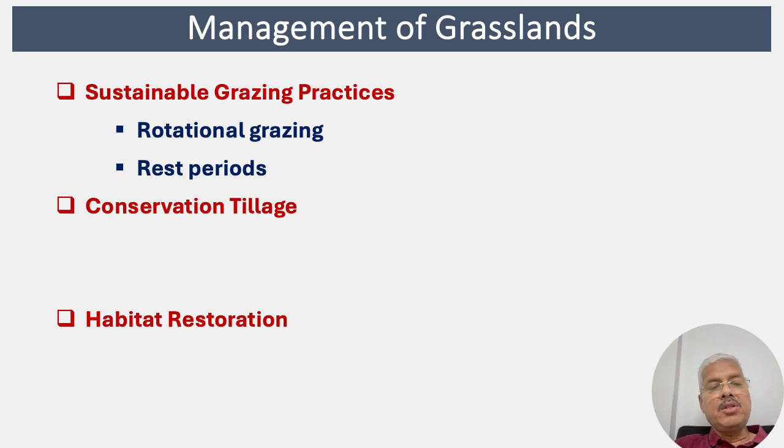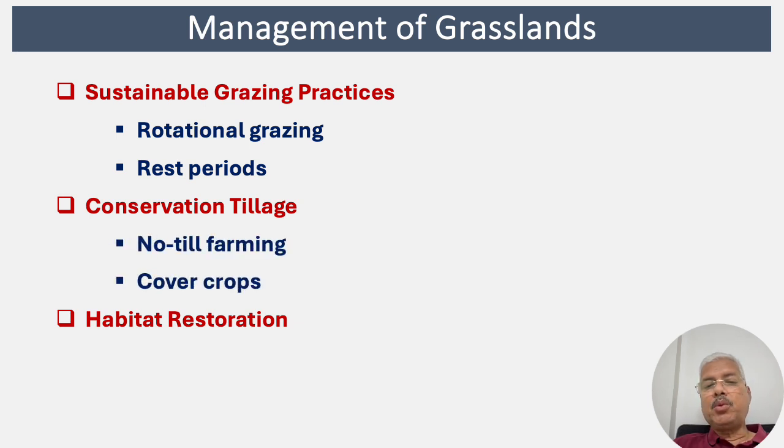Then conservation tillage. Minimizing the soil disturbance through no-till farming can help to conserve soil moisture, reduce erosion, and improve soil health. Planting cover crops during the off-season can help to protect the soil from erosion, improve the soil fertility, and provide habitat for beneficial insects.